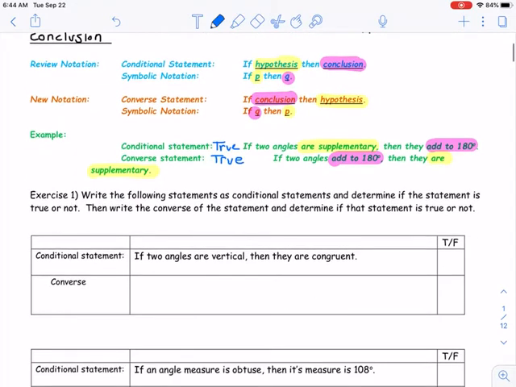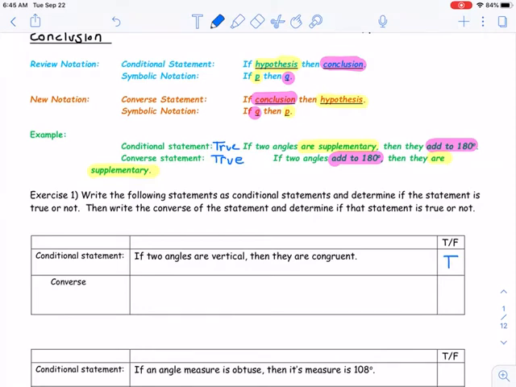Alright, so let's do more exercises. We're going to write the following statements as conditional statements and determine if the statement is true or not. Then we'll write the converse of the statement and determine if that statement is true or not. So if two angles are vertical, then they are congruent. That's true. Remember, we even have the vertical angle congruence theorem.